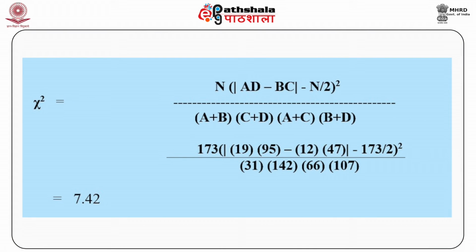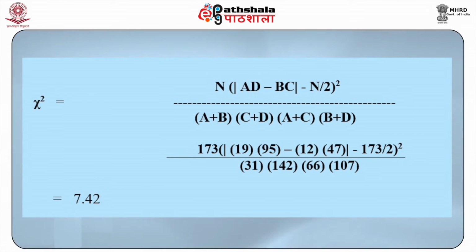The calculated chi-square was referred to the table of probability of occurrence when the null hypothesis is true. The critical value is found to be 6.64 at alpha equal to 0.01. As the observed value is more than the table value, we reject the null hypothesis of no difference.